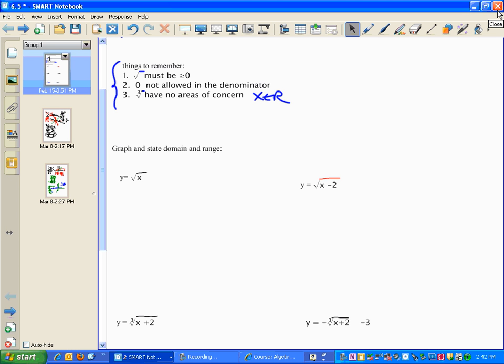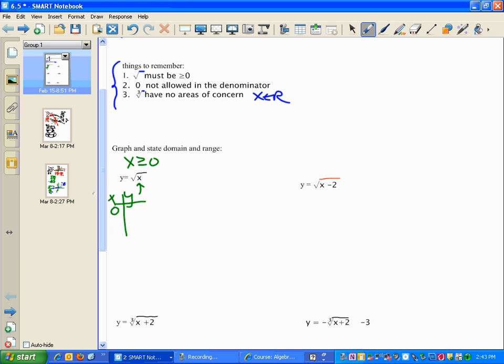So, what is my domain for this first one? X is greater than or equal to 0, because I just have an X underneath there, and whatever's underneath there, I set greater than or equal to 0 and so on. Okay. So we do our little chart.